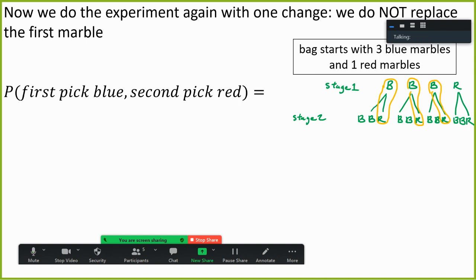But what else has changed this time? The sample space is different. There's not 16 entries on the bottom. There's going to be just 12 entries on the bottom. So let's write this out the way we've been doing it. Probability of blue and red in that order is 3 out of 12. And this we can reduce. That's 1 out of 4, which is 25%.